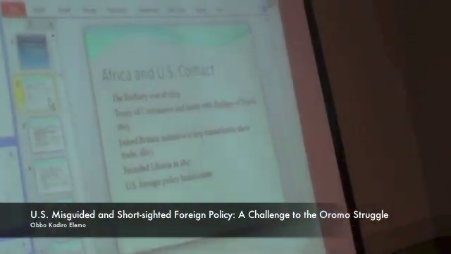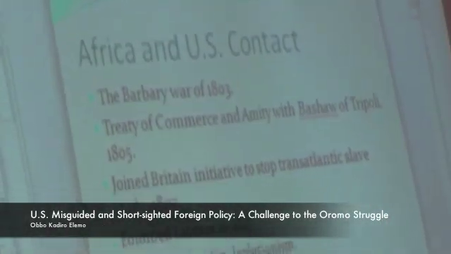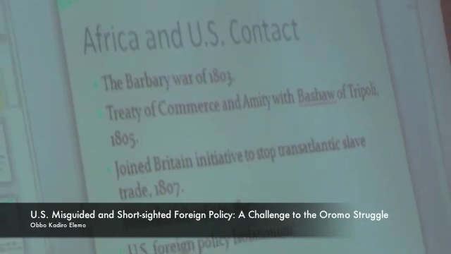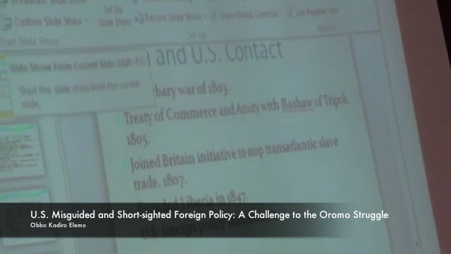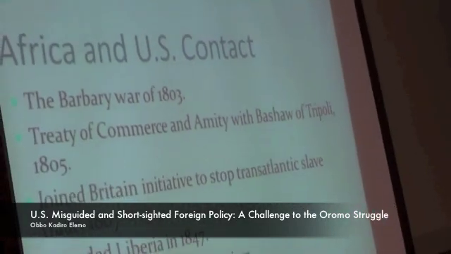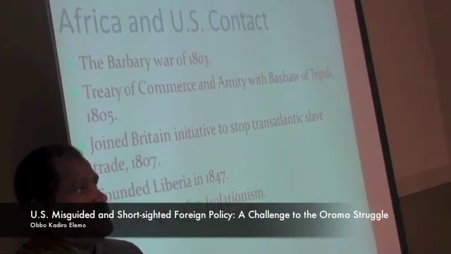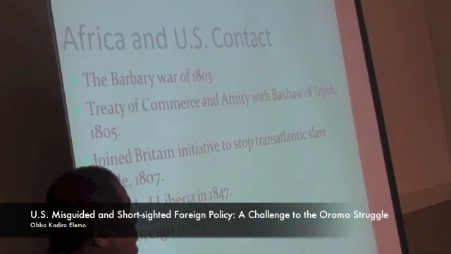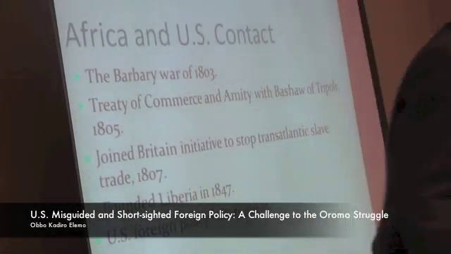United States contact with Africa was established in 1803. That was the first war the United States was involved in with Africa. It's called the Barbary War, in the country of present-day Libya, against the Libyan pirates. And then the United States imposed a treaty of commerce and amity, which was actually a kind of capitulation treaty in which the Barbary people submitted to the will of the dominant United States. That was the first United States naval war, and it gave rise to the development of the United States Navy.